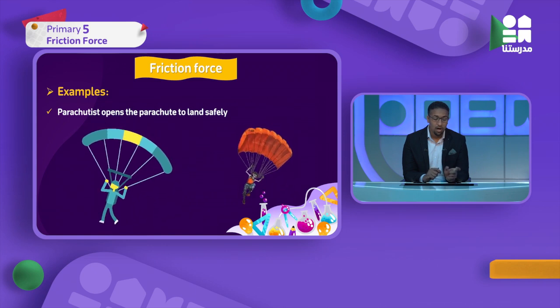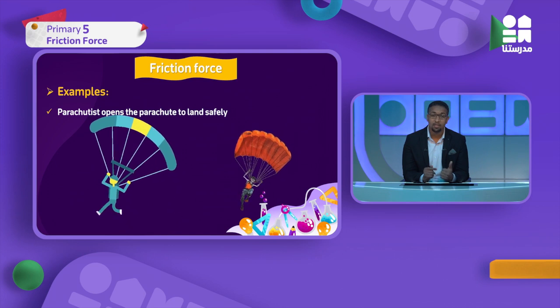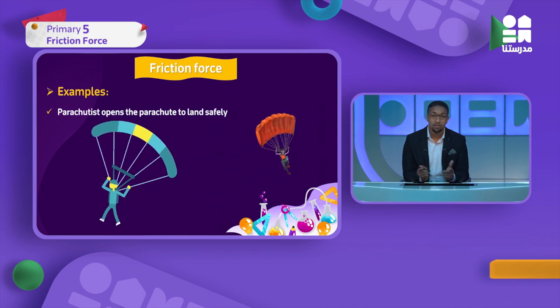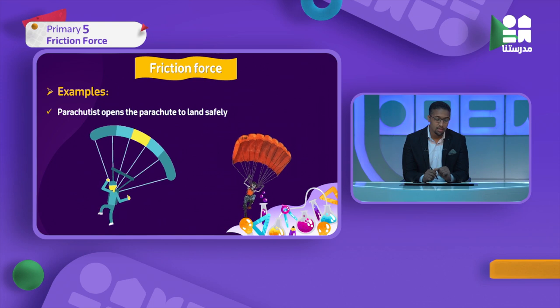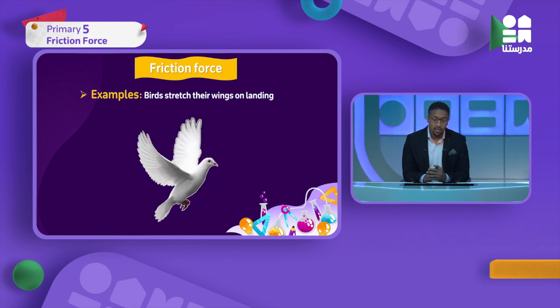يبقى parachutists open their parachute to land safely. Why? Because the surface area of the parachute is very big or huge surface area. Another example, birds stretch their wings on landing. برضو الطيور بتعمل نفس الفكرة. stretch their wings، بيفردوا الجناحات بتاعتهم to land safely, to decrease the speed by increasing the air resistance.